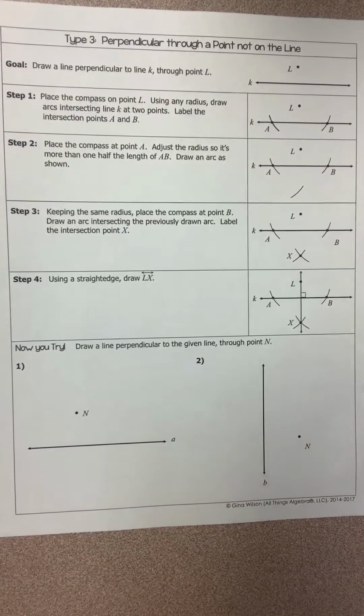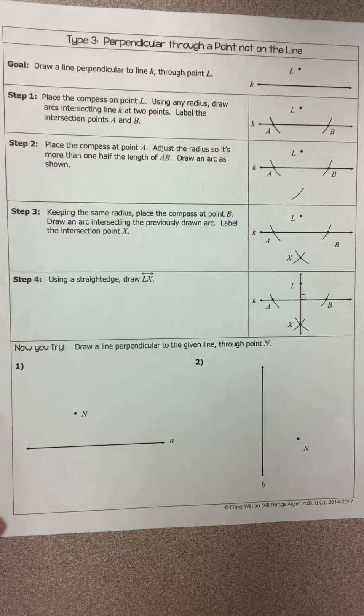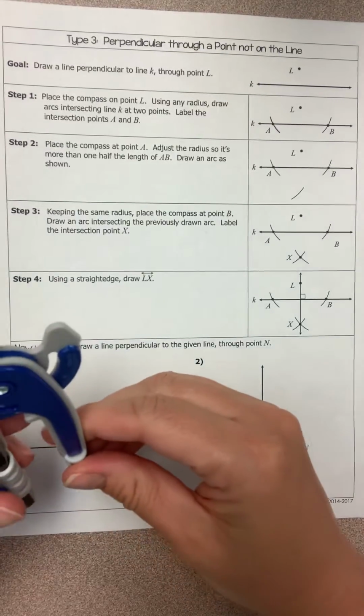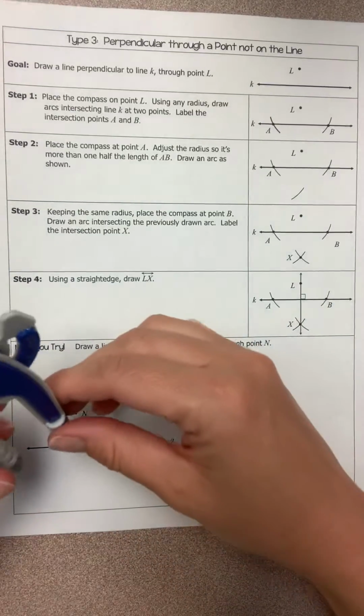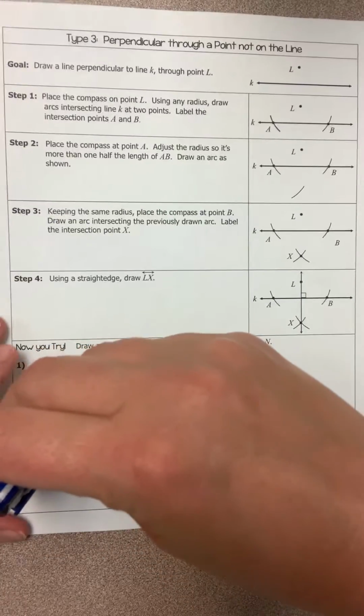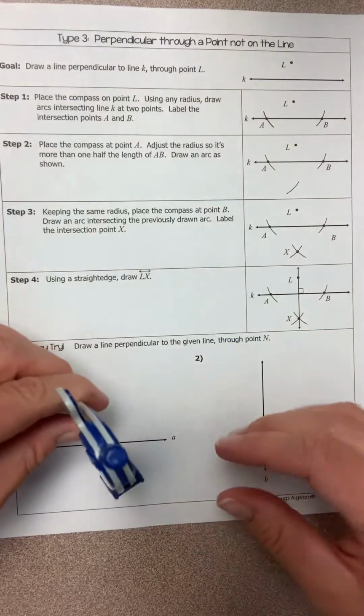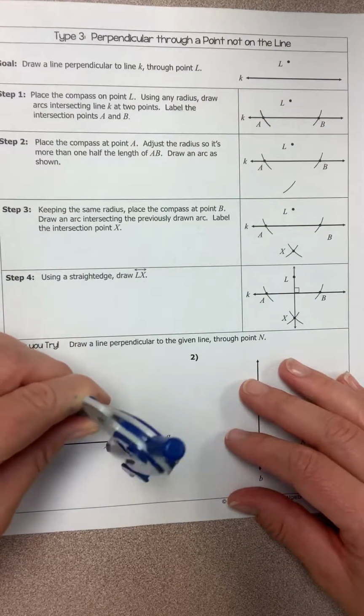Our next construction is, how do you make a line perpendicular through a point that is not on the line? And you'll notice it's really the same thing for all perpendicular lines. So my first step is I'm going to take my sharp end of the compass and intersect some arcs on the line. And notice I'm not changing the radius of my compass.